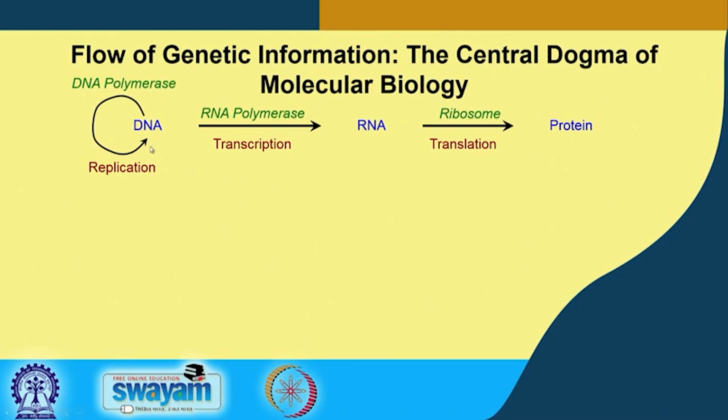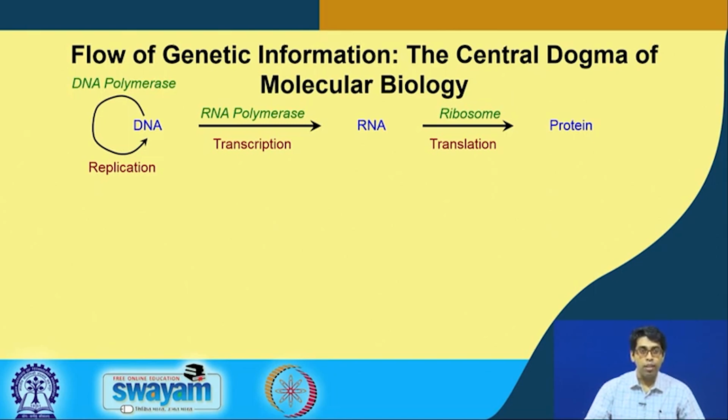It tells us the flow of information: DNA is the genetic material which stores all the information necessary to carry out all the functions in a living system, that is a cell or an organism. DNA codes the information, and on the other extreme we have proteins which carry out all the functions. Like in the previous lecture, we talked about enzymes.